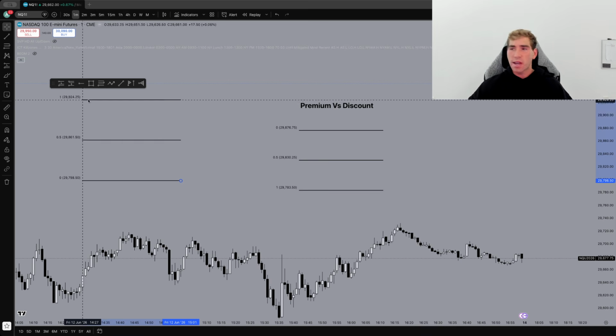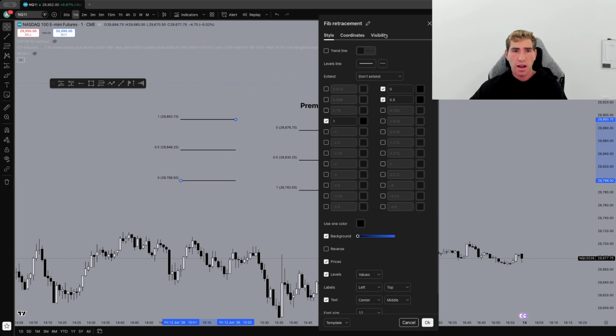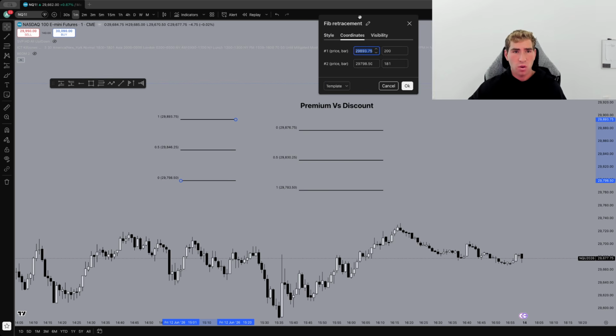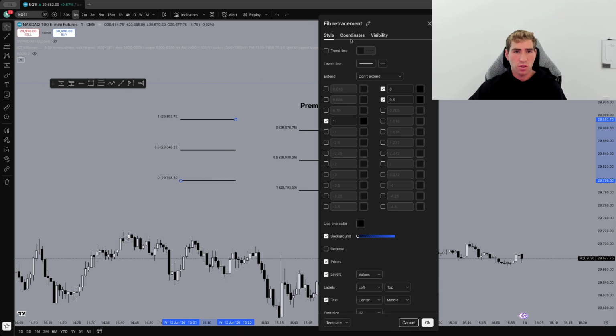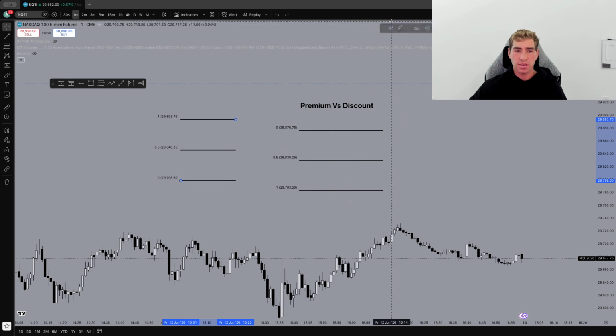I don't know what the standard settings are. The standard settings are very odd. Here you can copy my settings. I have visibility, all of this, coordinates. Don't worry about coordinates, you don't need that. And then for levels, I have this thickness, line, don't extend, 0, 0.5, and 1. There's a million different settings you could have. All you need is 0, 0.5, and 1. That is literally it.